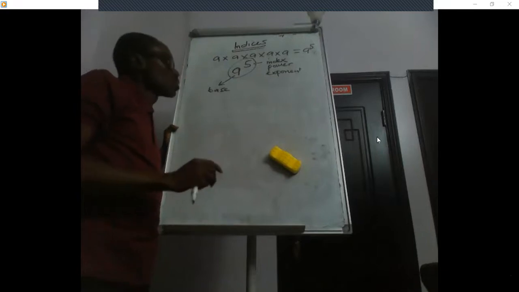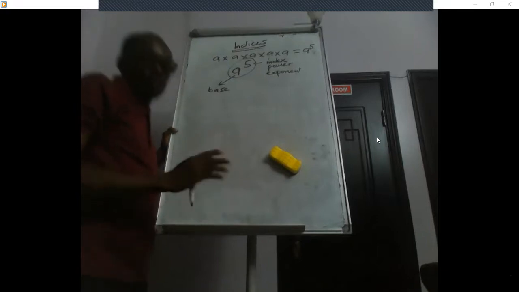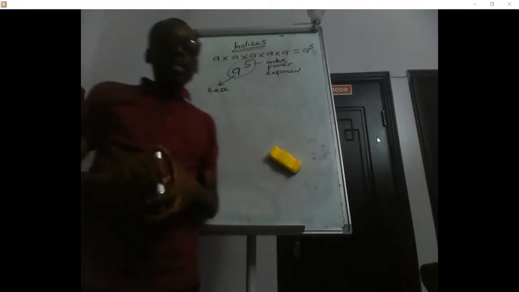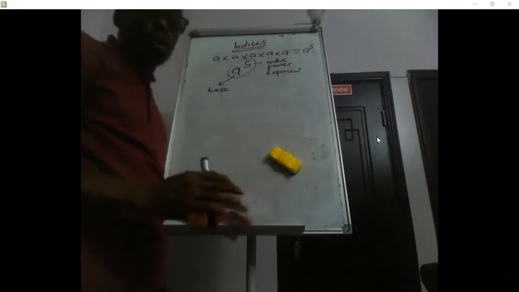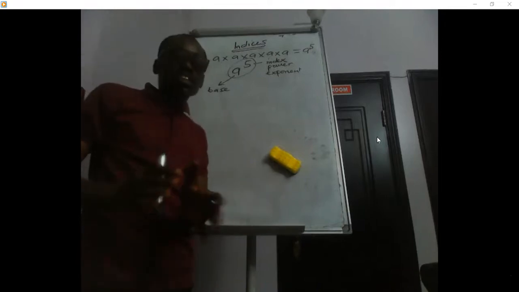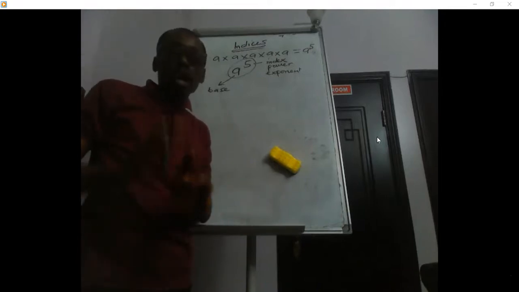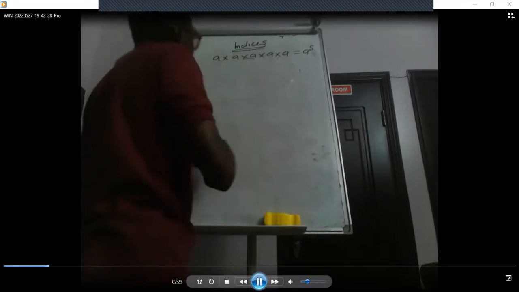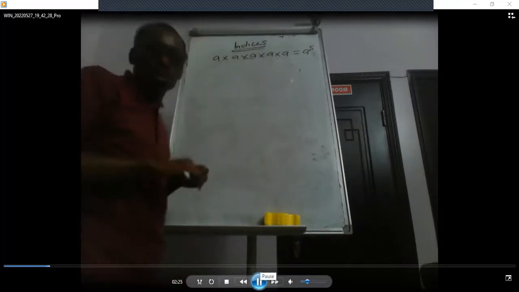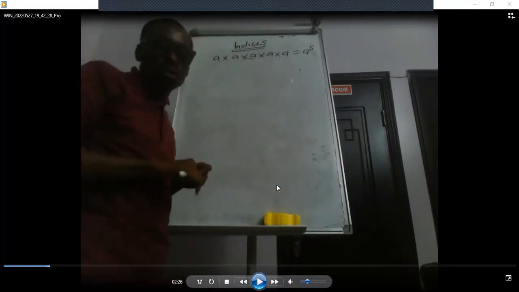Okay? So now, when you're working with indices, it has rules, it has laws. So we're going to look at all the laws of indices, the rules of indices, one after the other. The first one we're going to look at is the multiplication law.